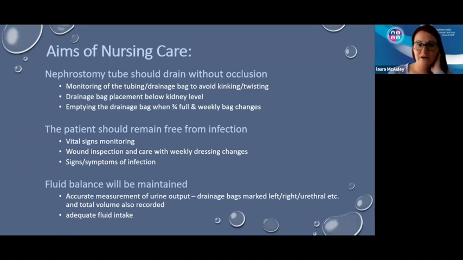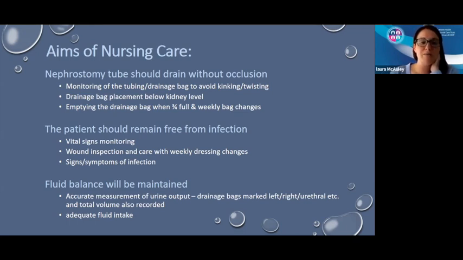In regards to nursing care, nephrostomy tubes should drain without occlusion. So a lot of this will be replicating what we discussed in the catheter session, but you want to always maintain unidirectional flow of the urine out. So you don't ever want it refluxing back in, to reduce the risk of infection. So monitoring of the tubing and drainage bag is important to avoid kinking and twisting, and especially because of its location, it is on the patient's back. So if they're rolling and turning and lying, kinking and twisting can happen quite easily.